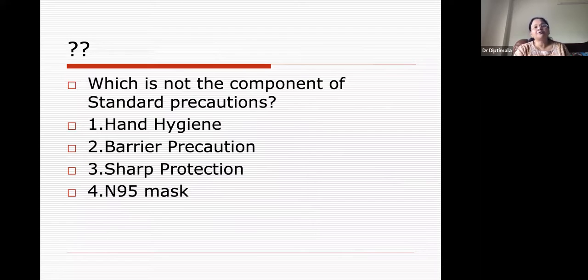This is another question on the screen. Which is not the component of standard precautions? Hand hygiene, barrier precaution, sharp protection, or N95 mask?